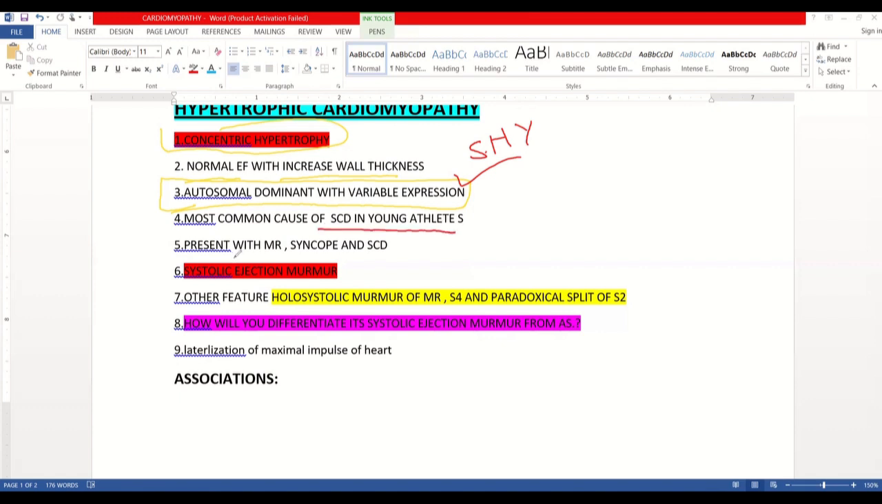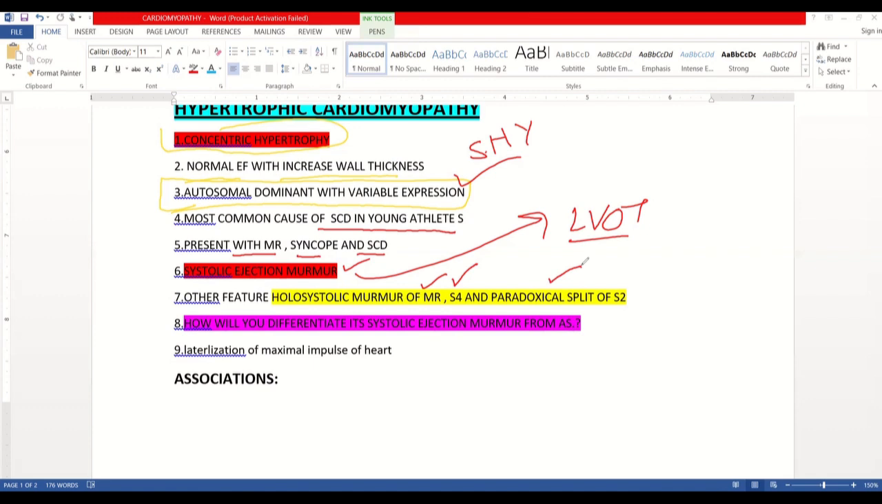Present with mitral regurgitation, syncope, and sudden cardiac death. Systolic ejection murmur is basically due to LVOT, left ventricle outflow tract obstruction. Other features: holosystolic murmur of mitral regurgitation, S4 sound, paradoxical splitting of S2. Right?